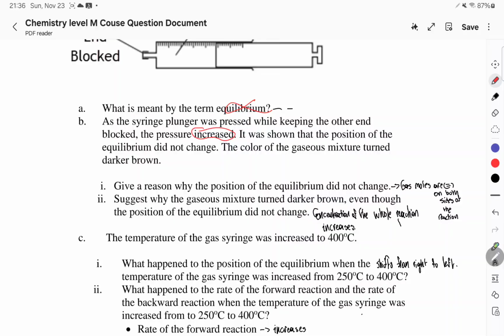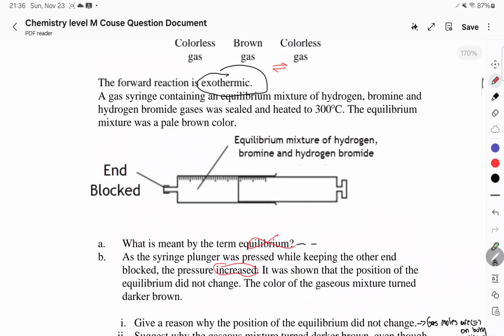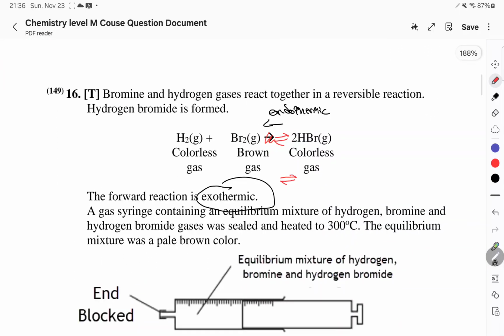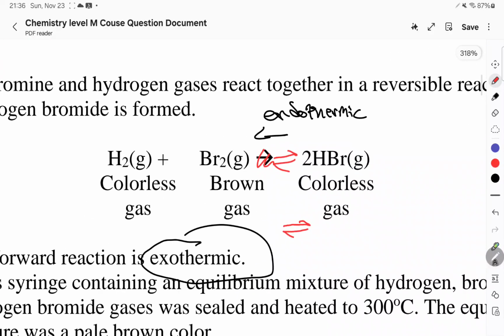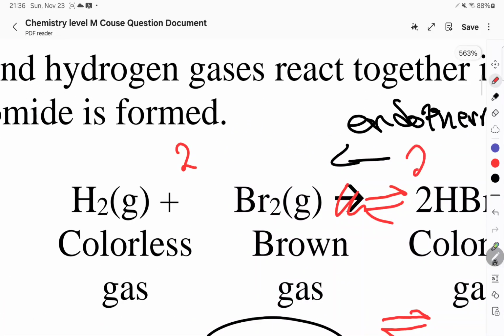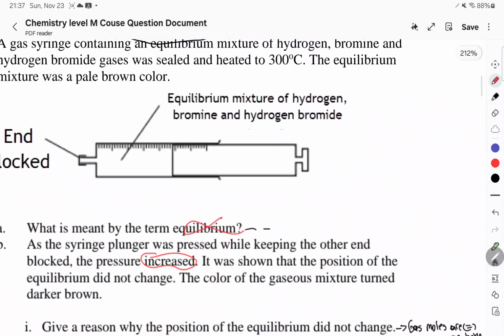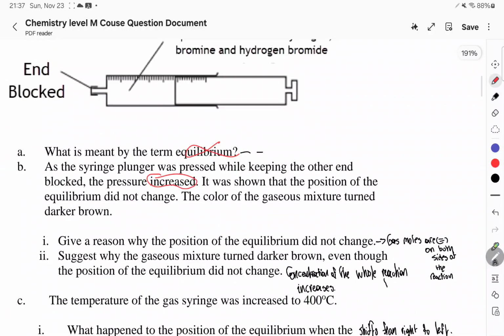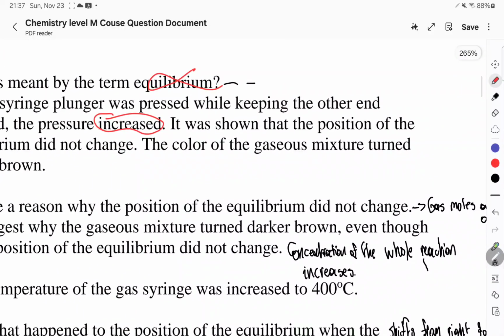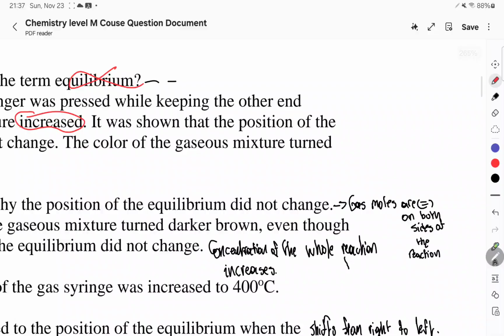Now, part I of part B: give a reason why the position of the equilibrium did not change. So let's look back at this reaction here. There are two gaseous moles here and two gaseous moles here. And in this case, when both sides of the reaction have an equal number of gaseous moles, the equilibrium doesn't necessarily shift anywhere. So we can say gas moles are equal on both sides of the reaction.